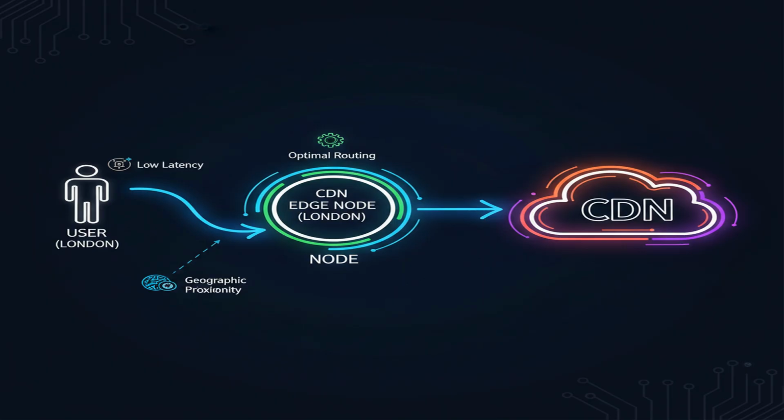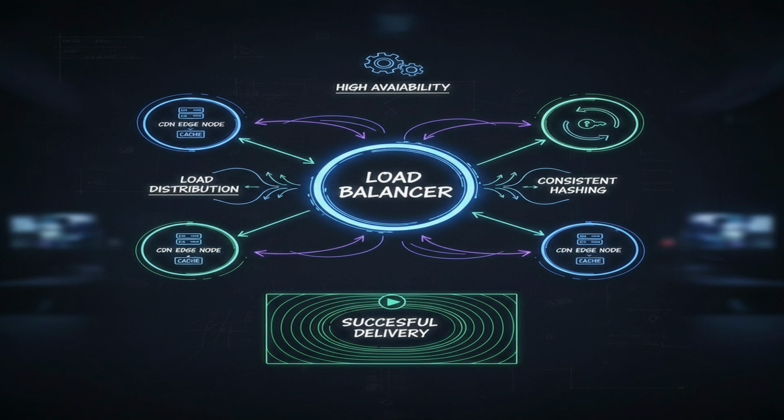Efficient routing is crucial for directing user requests to the nearest and most optimal edge node within the CDN. Anycast routing is a key technique here, advertising the same IP address from multiple geographical locations. This allows requests to be routed to the closest node based on network proximity, minimizing latency and improving user experience. Consider this: a user in London accesses content.